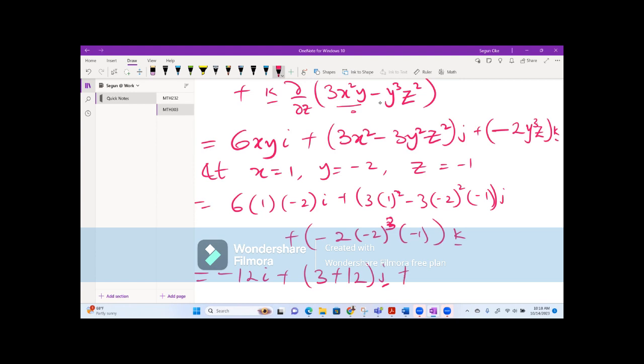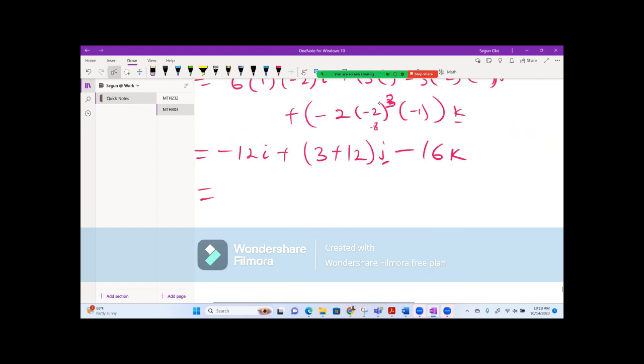Then plus, let's see. This is negative 8. Negative 8 is here, multiplied by negative 2. Minus 16. Okay. Making positive 16 and multiplied by minus 1. Everything will be minus 16k. So therefore, our final answer will be minus 12i plus 15j minus 16k.